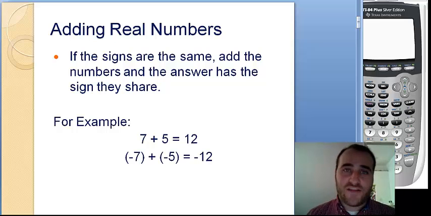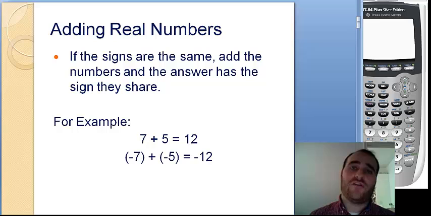If we have negative 7 plus negative 5, we take the 7 and the 5, we add them together. That gives us 12. And then our answer takes the sign that they share, which is negative. So negative 7 plus negative 5 is equal to negative 12.